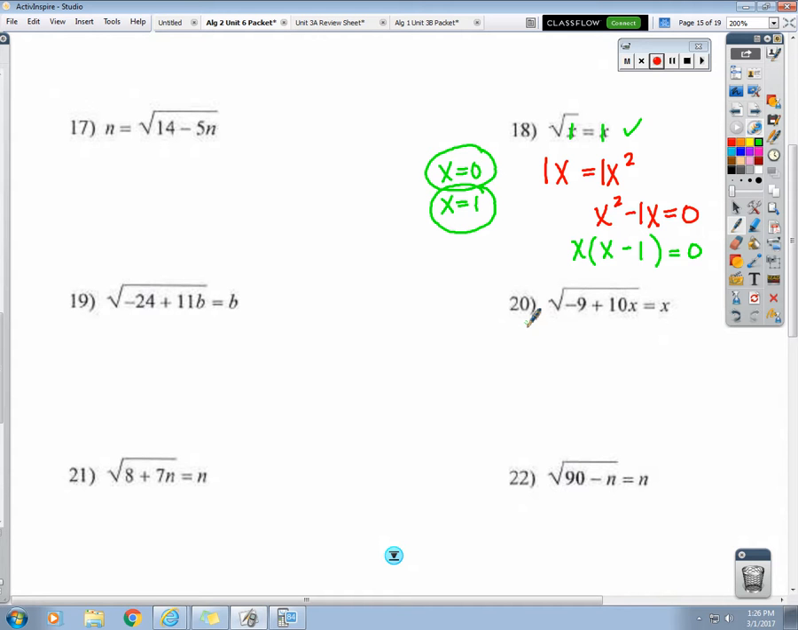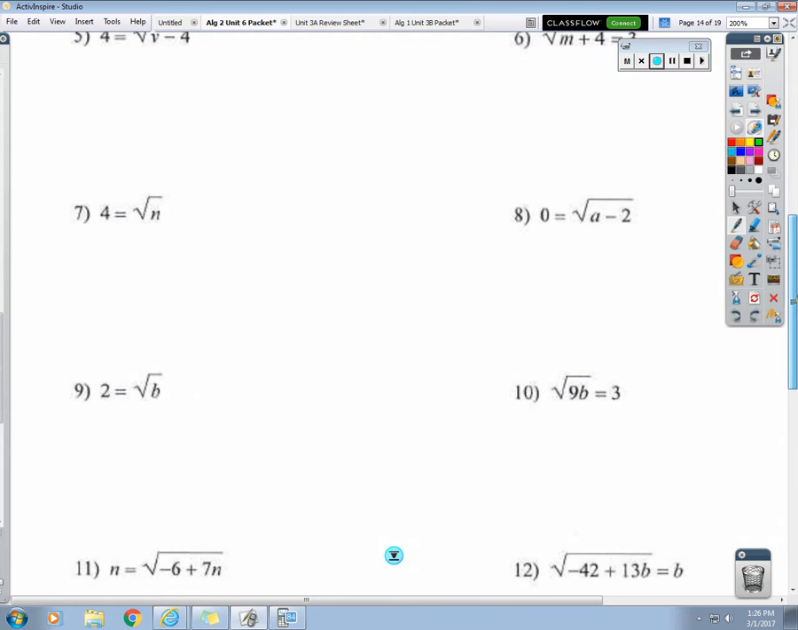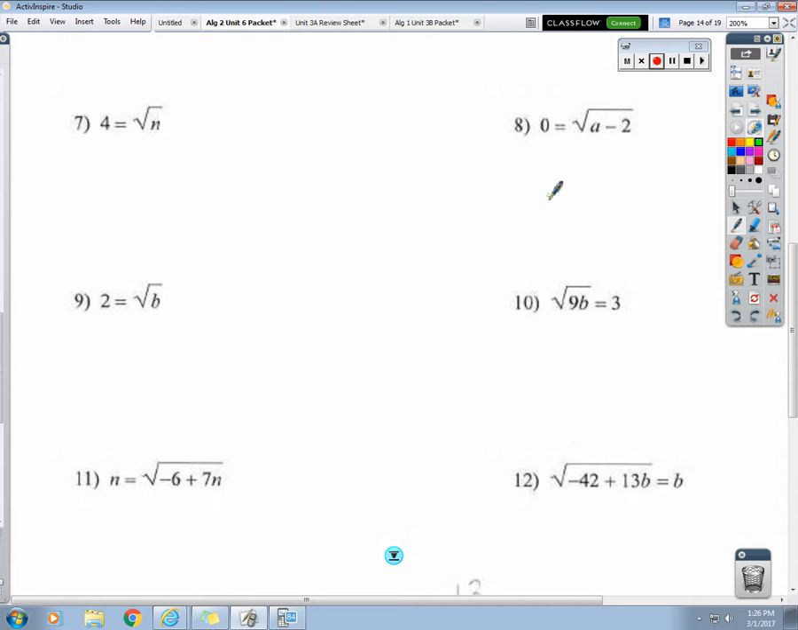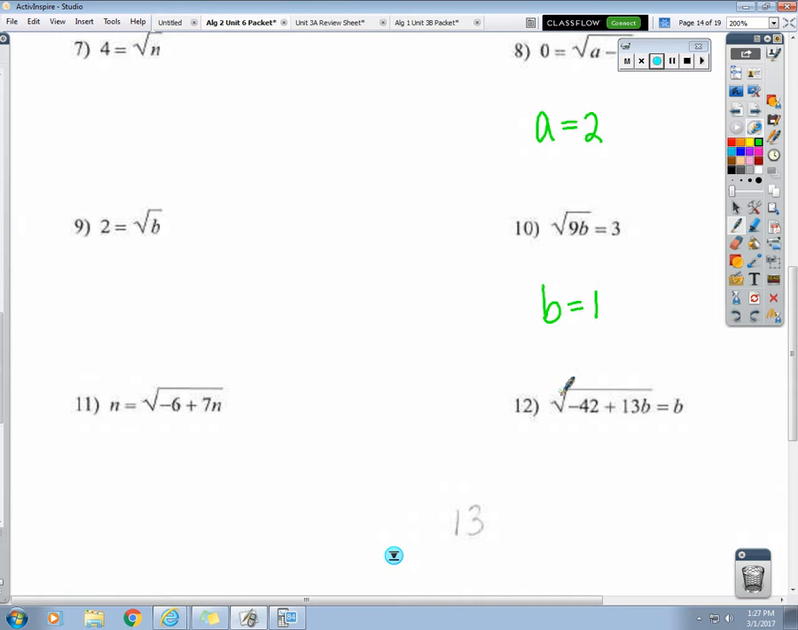Okay, now what I'm going to do is, on page 13, I'm just going to go ahead and write the final answers for 8, 10, and 12. That way you can check them to make sure you got the right answer. A equals 2. B equals 1. And this one had 2 solutions because you ended up having to square that b to get rid of the square root. And so b equals 6. And neither one of them were extraneous. Do you have any questions about those 3?